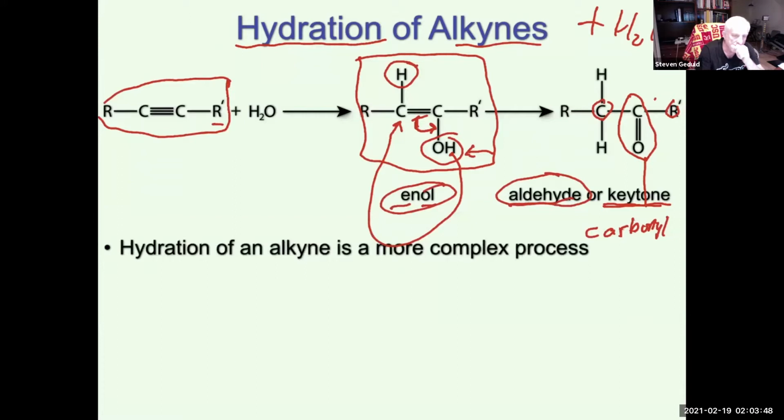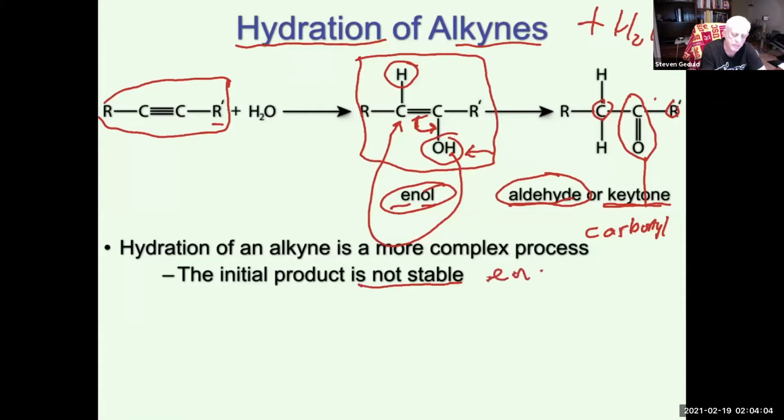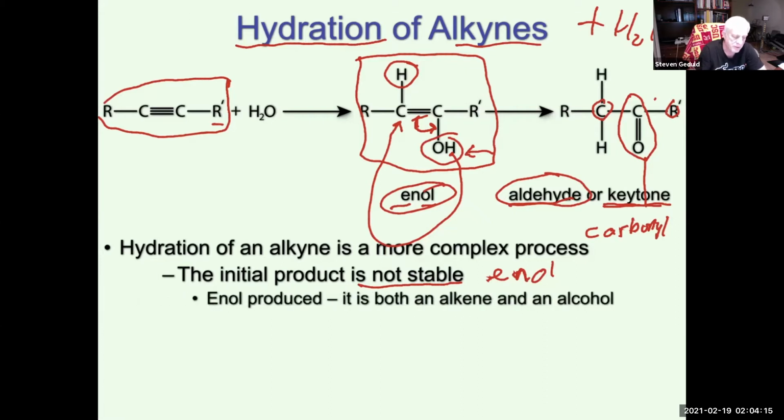Okay. So hydration of an alkyne is a more complex process than we've been dealing with because there's an intermediate group formed. The initial product formed is not stable. That's your enol. And again, it got its name because En is for double bond. Remember, double bond is ene, so they shortened it up. So double bond is En and OL is alcohol, OH group. So the enol is both an alkene and an alcohol. That's what we call it, an enol.